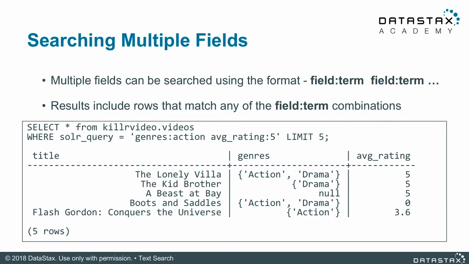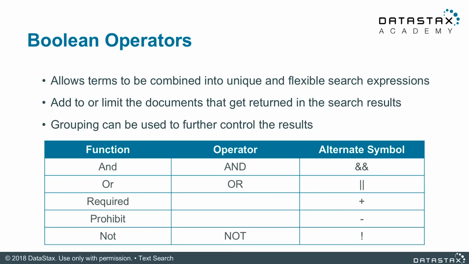Searching for multiple fields can also be accomplished. Multiple fields can be searched using the same format, field: term. These results will include rows that match any of the field term combinations. Boolean operations allow terms to be combined into unique and flexible conditional search expressions, which can add to or limit the documents that get returned in the search results. And you can further group these to further control the results.